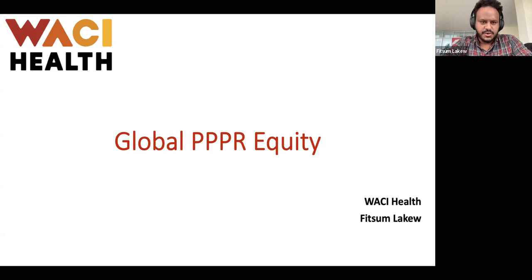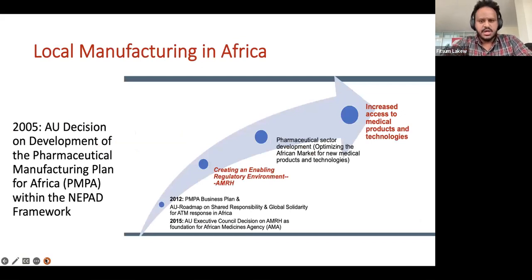So basically what I'll be doing is to share the local manufacturing capabilities of Africa, the challenges we have, and also the opportunities. And from there, I believe we can easily see why we need some support when it comes to the IP waiver, the TRIPS waiver, in terms of having access to these technologies.